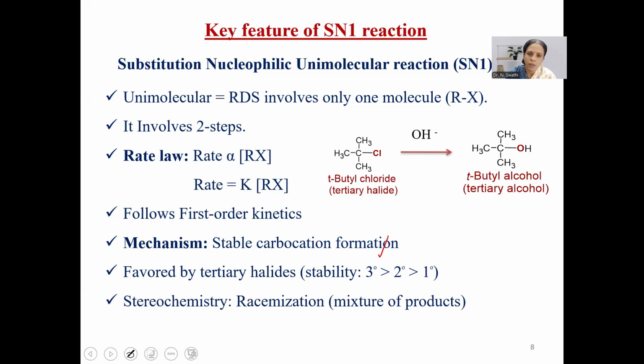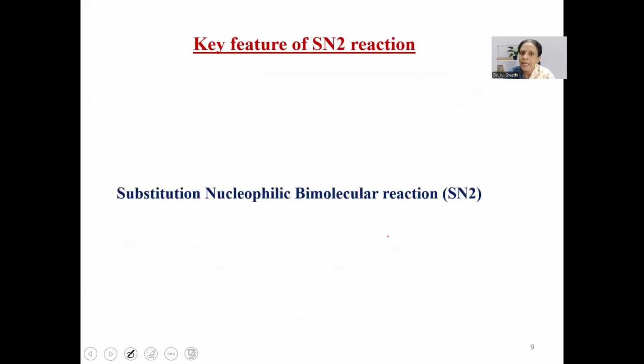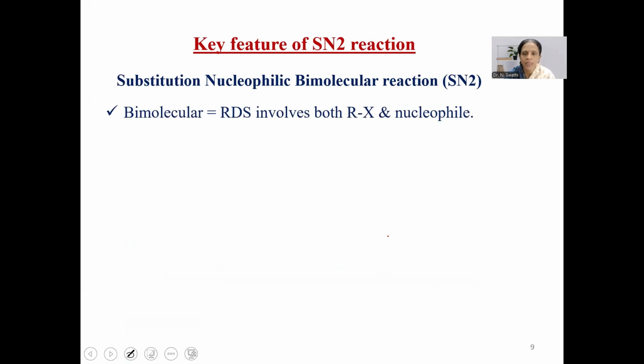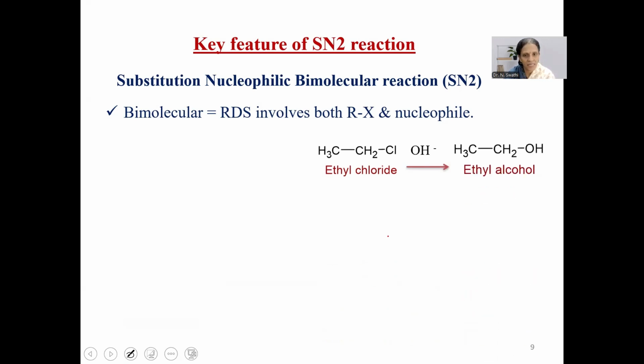In that case, you just make a table, first column SN1 and second column SN2. Write all these things given in this slide under the first column, SN1 reaction. Similarly, key features of the SN2, which I already mentioned earlier: it is a bimolecular reaction. Why is it known as a bimolecular reaction? Because 2 reactants are involved. So again here, give a specific example.